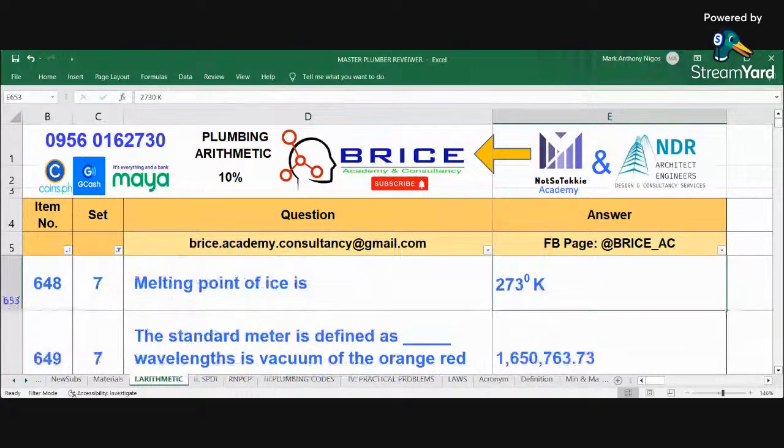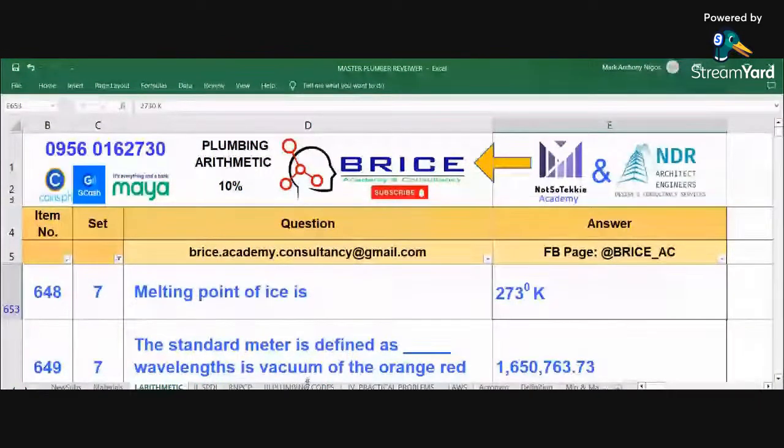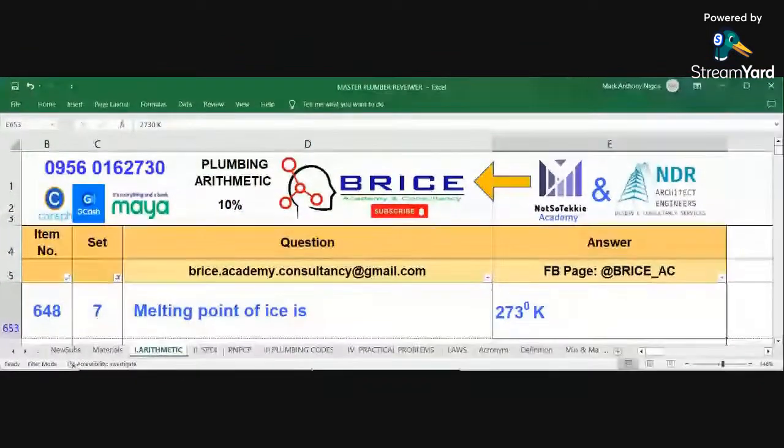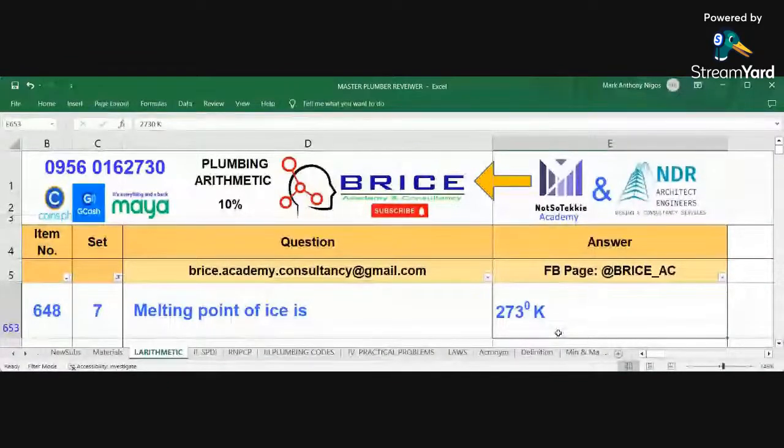648. The melting point of ice is? The answer is 273 degrees Kelvin. The melting point of ice is 273 degrees Kelvin.